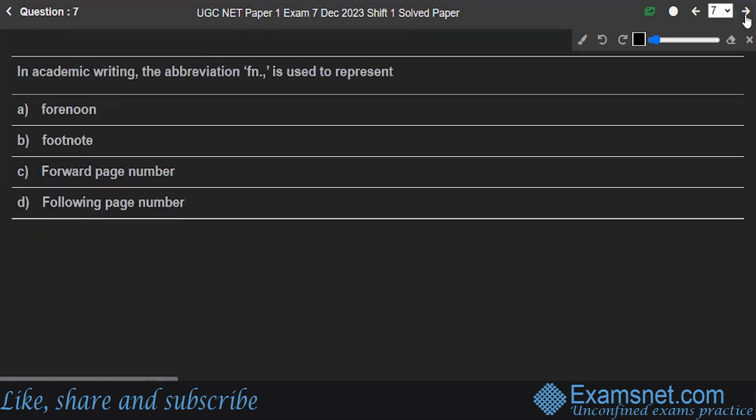Hope you understood this. Next is question number 7. It says, in academic writing, the abbreviation FN dot is used to represent, is it forenoon, footnote, forward page number, or following page number? Well, the right answer is B option, footnote. Footnote refers to the explanatory note placed at the bottom of the page.